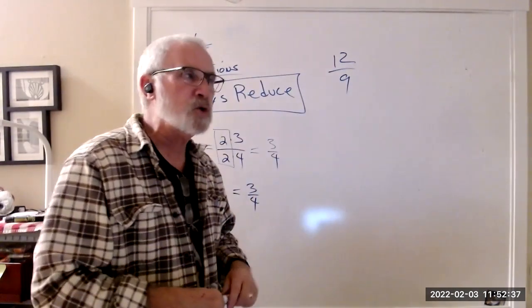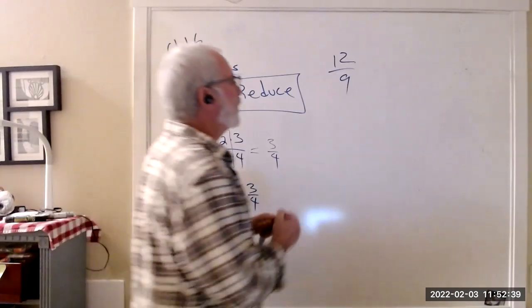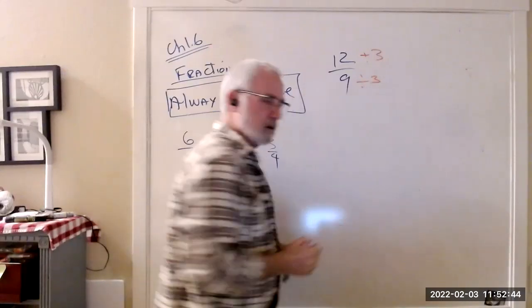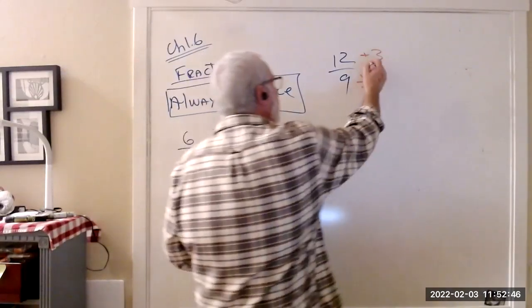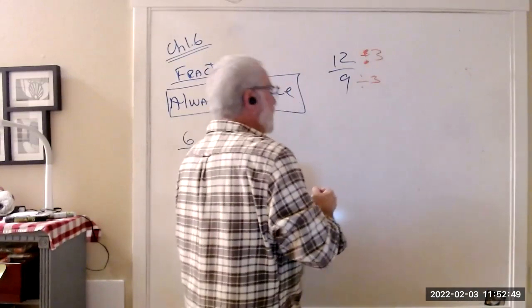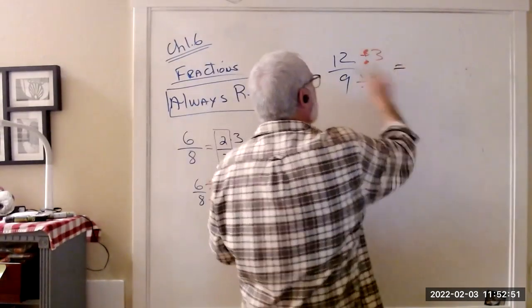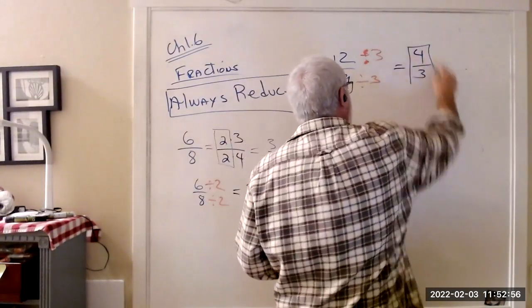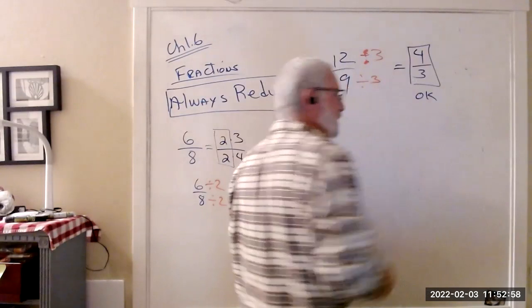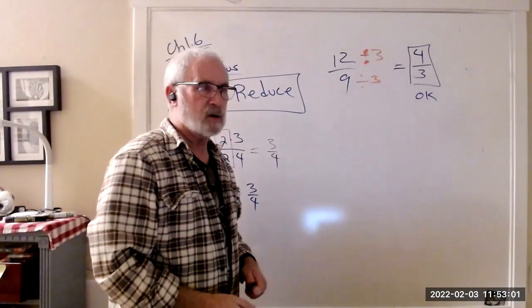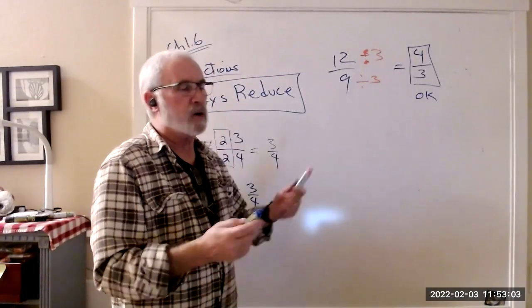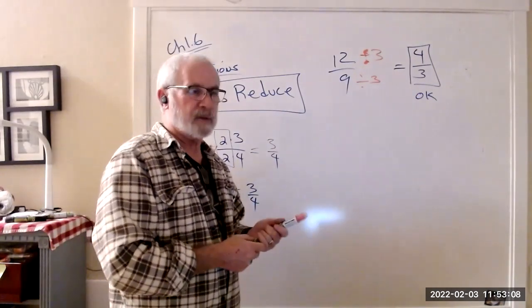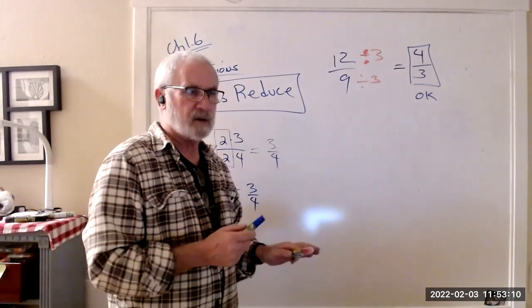What we do care about is that this will reduce. You could divide the top by 3 and the bottom by 3. Top and bottom can be divided by 3. And because of that, 12 divided by 3 is 4, 9 divided by 3 is 3. That is an okay answer. It's an acceptable answer. Yes, it's top heavy, or technically it's called improper. But we accept it. 100% we accept it.